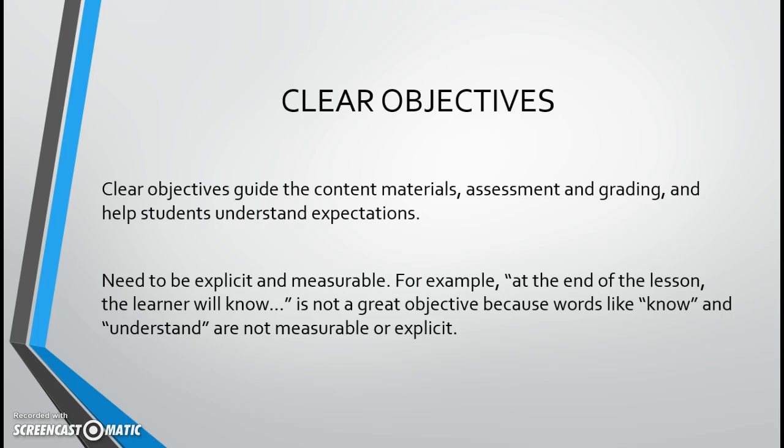One of the very important things about SMART objectives is that they need to be explicit and measurable. And I've got an example here. Sometimes we'll say things like, at the end of the lesson, the learner will know this, or the learner will understand. Those are not great objectives because words like know and understand are not measurable or explicit. How do you judge whether somebody knows something? How do you measure whether somebody understands something? You can't, because you can't get inside the learner's head. So knowledge really needs to be explicit.